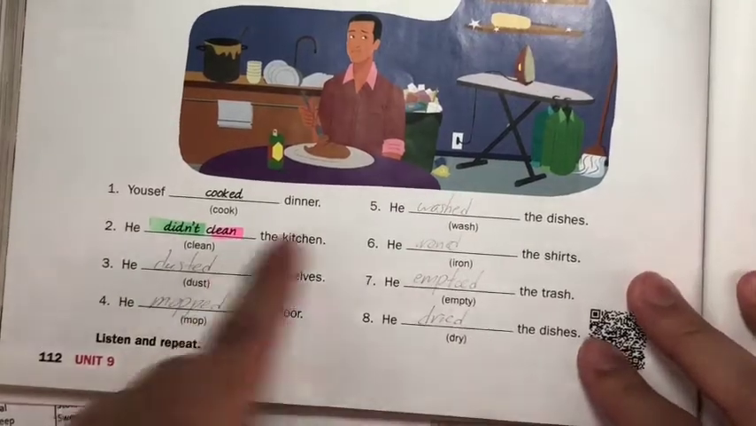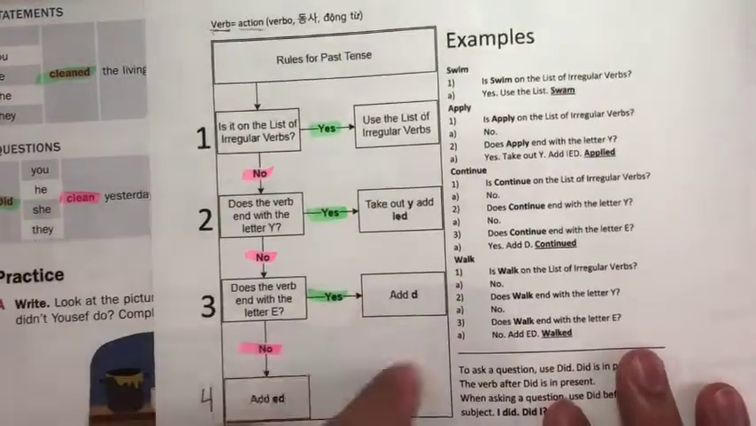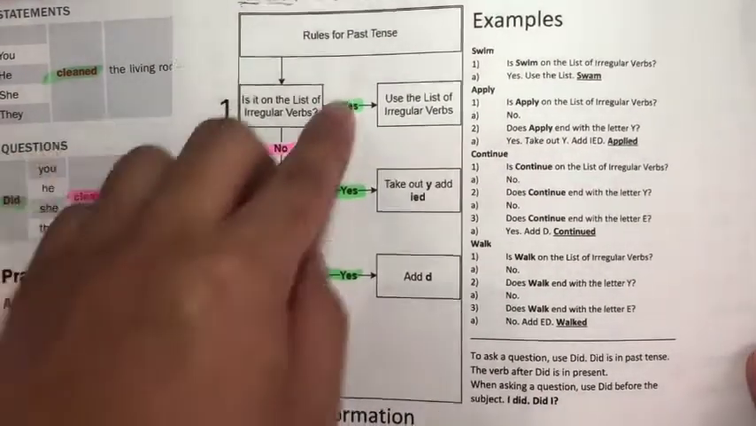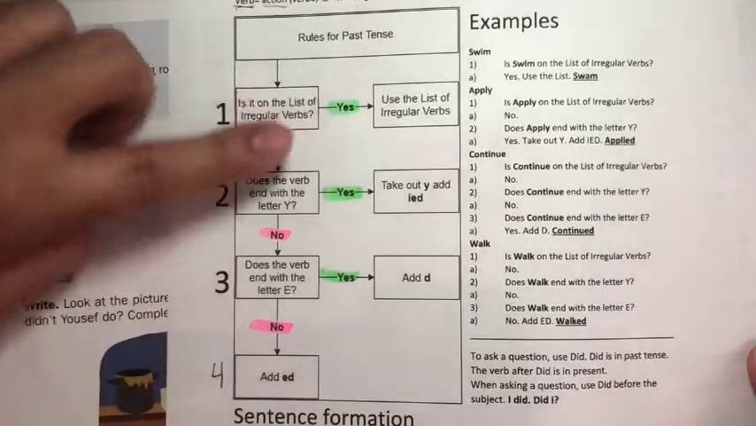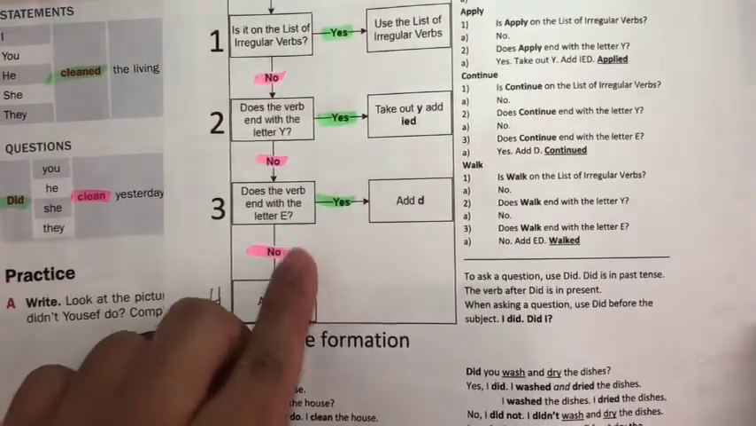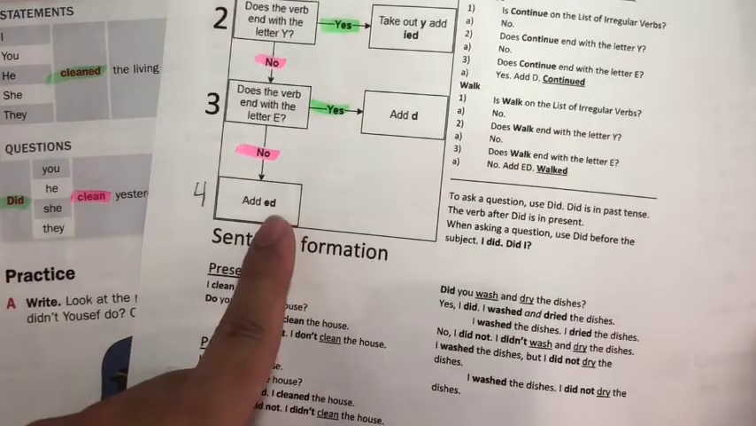So you can do all of these if you follow the rules here, or the rules here. It's the same rules, but I just write my rules different. So all of these verbs are not irregular, they are regular. So you can skip number 1. So number 2, does it end with Y? Number 3, does it end with E? If this is no and this is no, then number 4, write ED.